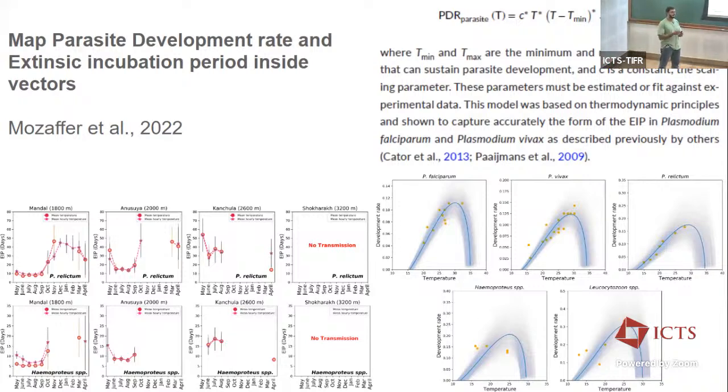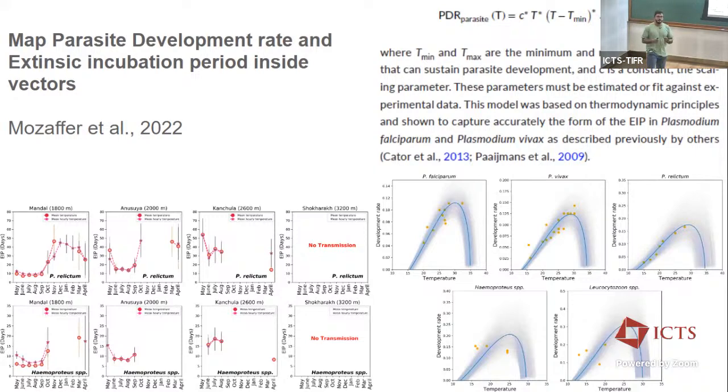So if you have modeled the extrinsic incubation period, and the number of days is higher than its life cycle, the vector will die naturally before the parasite is ready to transmit. And this you can easily do once you have models and parameters for different parasites ready. There is a complex statistic that goes into that, which you can personally explore.